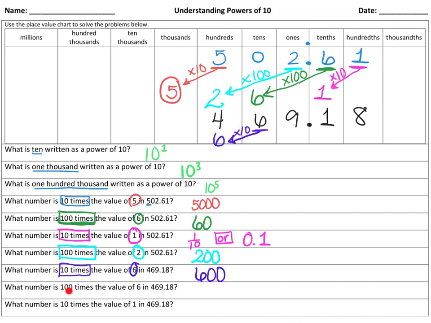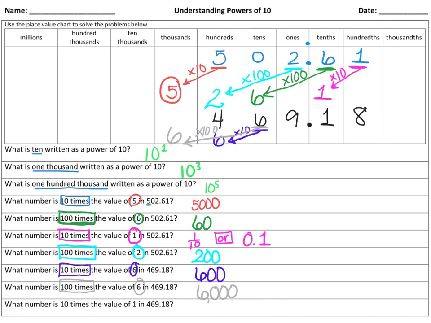What number is 100 times the value of 6 in 469 and 18 hundredths? So we are still looking at the 6, but this time we are going to take it times 100. So if we go over 1 time, that's times 10. And if we go over 2 times, that's times 100. So now the 6 is in the thousands place. So this 6 has a value of 6,000.